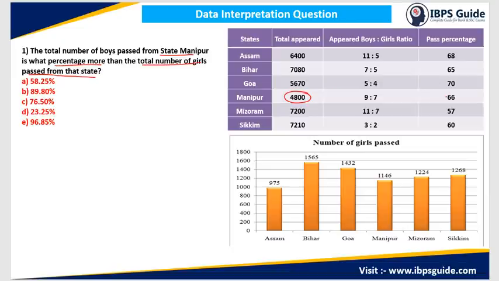अगर हम 66% निकाल लेते हैं तो मुझे ये पता चल जाएगा कि टोटल बॉयज और गर्ल्स जो है कितने पास किए हैं आपके मणिपुर से. ओके, सो फ्रॉम टेबल मैं यहाँ से ये निकाल सकता हूँ, बट दे आर आस्किंग कि टोटल नंबर ऑफ बॉयज हु हैव पास फ्रॉम स्टेट मणिपुर इज व्हाट परसेंट मोर.